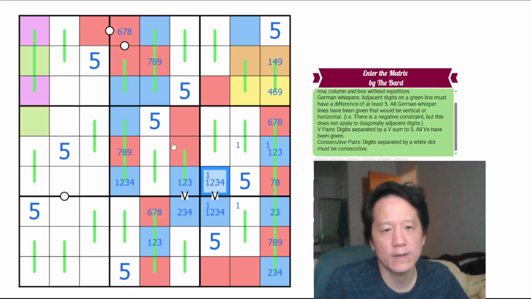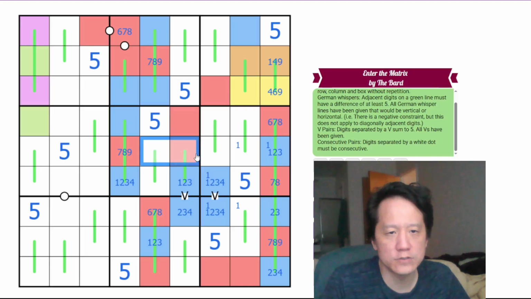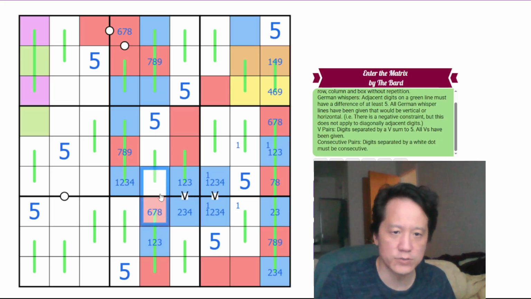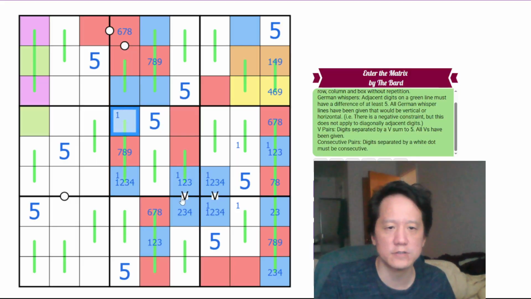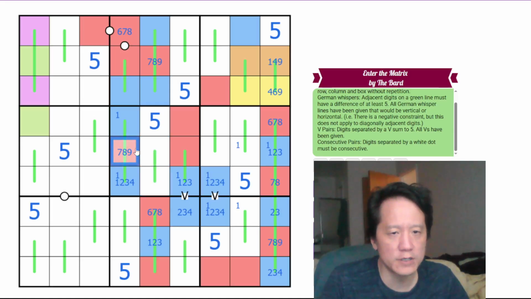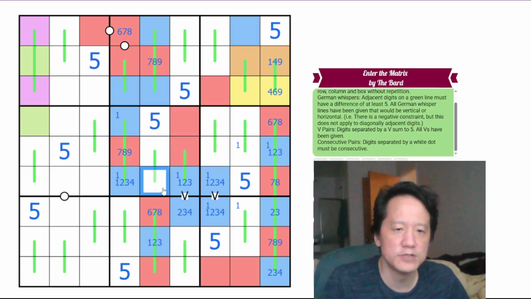Possibly. 1 cannot be here because it would be next to multiple high digits next to a German whisper, with no German whisper line next to it. This can't be 1 either because it's next to a high digit here. So this could be 1, this could be 1, this could be 1. So 1 cannot be either of these cells, right? If this is 1, it would be next to 2 high digits without a German whisper line connecting them. If this is 1, it'd be next to a high digit without a German whisper line connecting them.